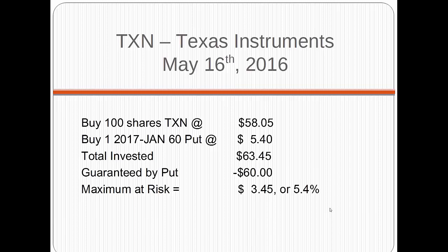Following the rules in the blueprint and radioactive trading techniques, I would have bought the far out in time January 2017 60 put. It is about 240 days out in time, about 8 months out, for $5.40. My total invested would have been $63.45 per share. My guaranteed exit is $60, so my maximum at risk, the most I could lose in the worst case scenario, is 3.45%, or 5.4% as well.